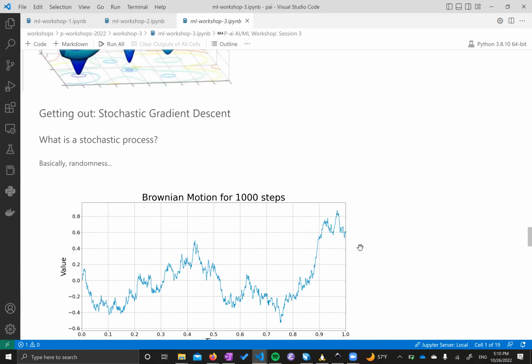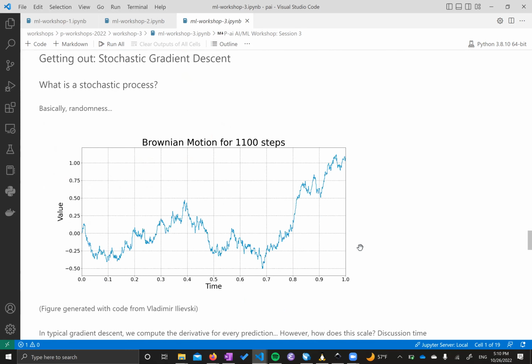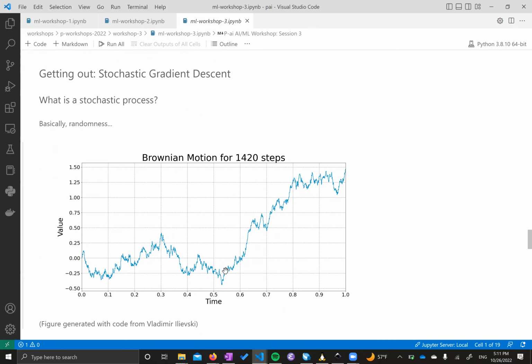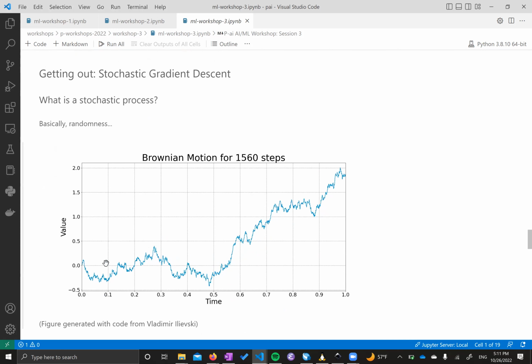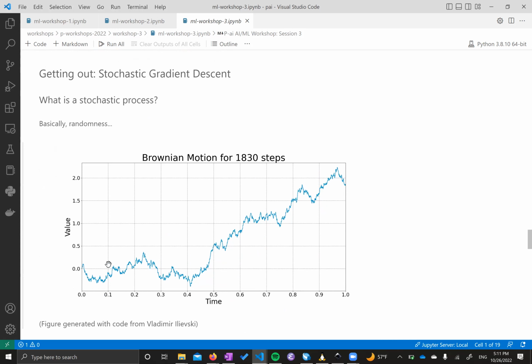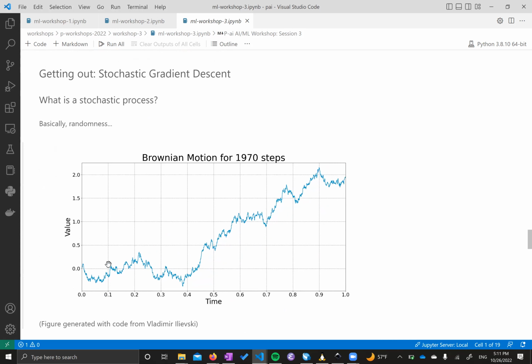Let's just look at some plots of stochastic motion real quick. You can kind of see that we basically have this graph that's being generated from this thing called Brownian motion, which is basically a random walk of, for instance, a particle or something. What does that exactly mean?